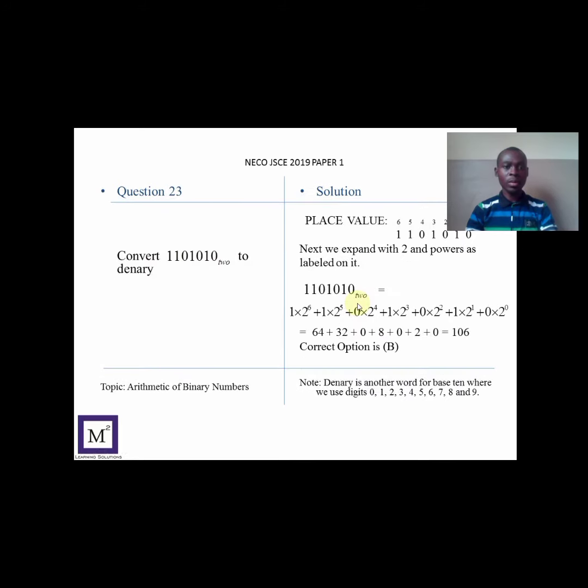Let's make progress. Number 23. Convert 11010110 base 2 to denary. Denary is another word for base 10. Okay, we are still dealing with base 2 numbers.